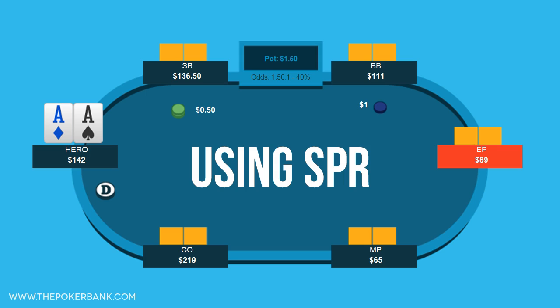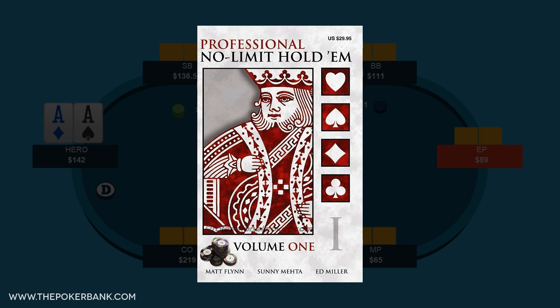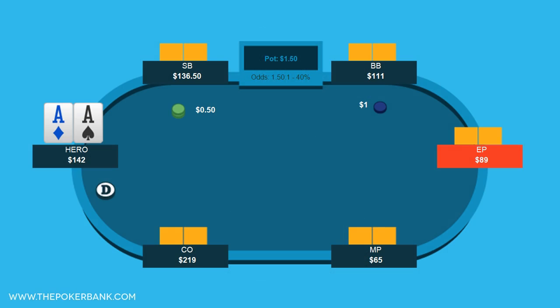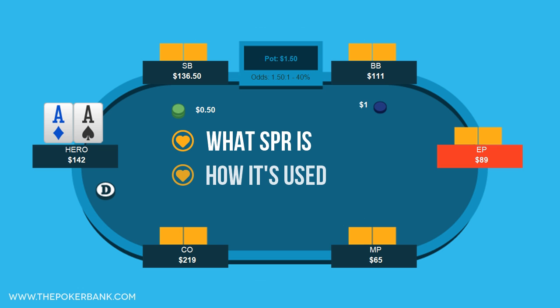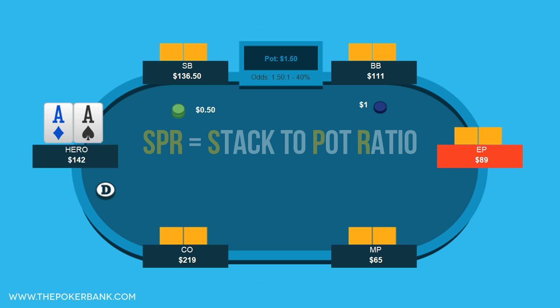SPR is a powerful concept that was first introduced in the 2+2 book Professional No Limit Hold'em Volume 1 by Matt Flynn, Sonny Mehta, and Ed Miller. In this video you'll learn what SPR is, how it's useful, and ways to choose better lines. SPR is an acronym for stack to pot ratio.